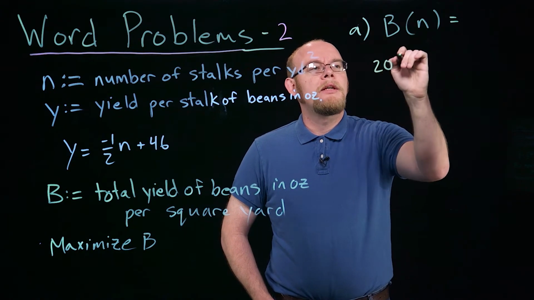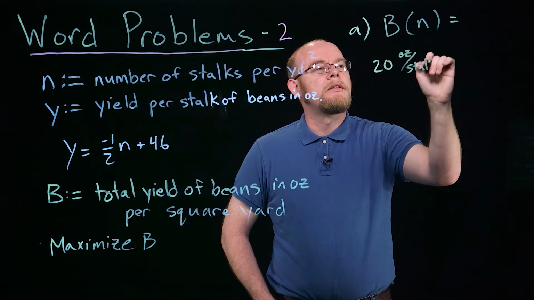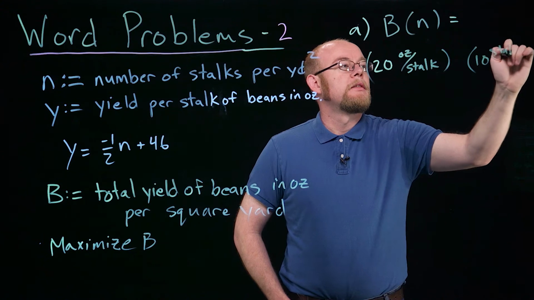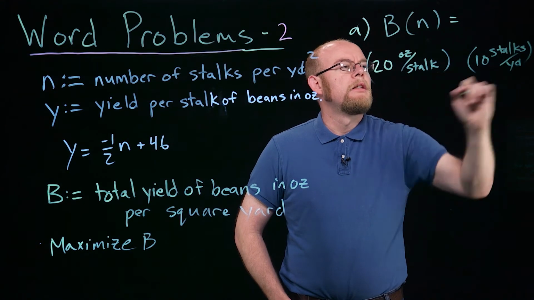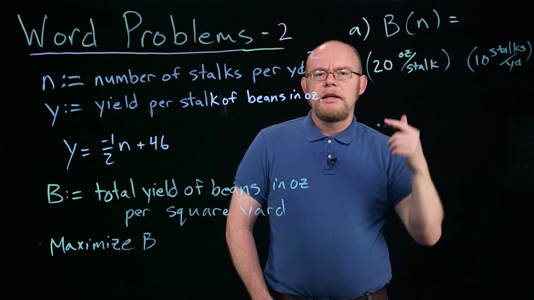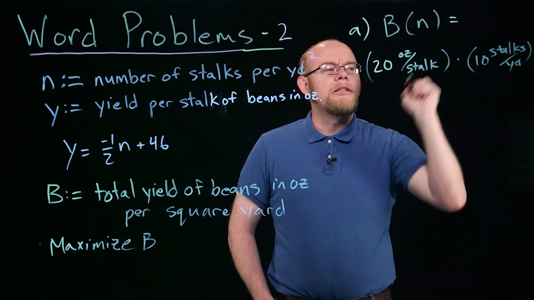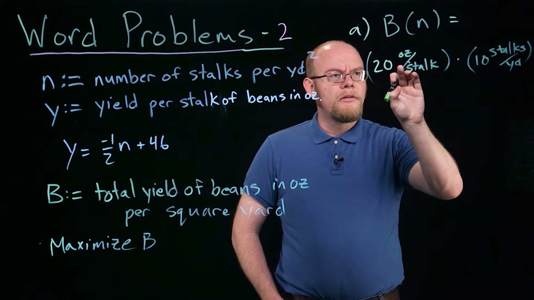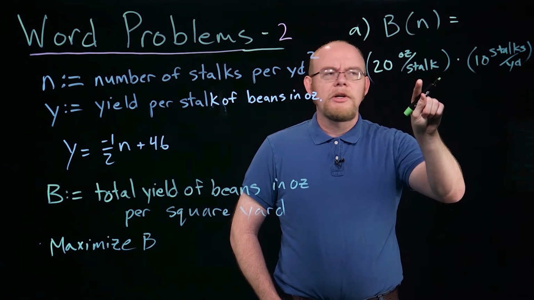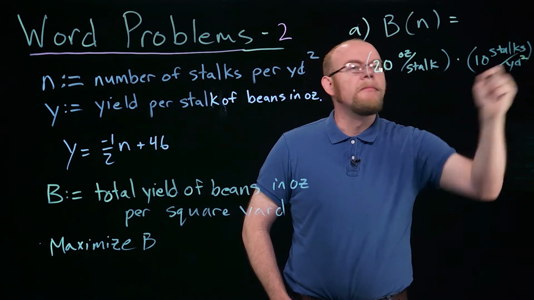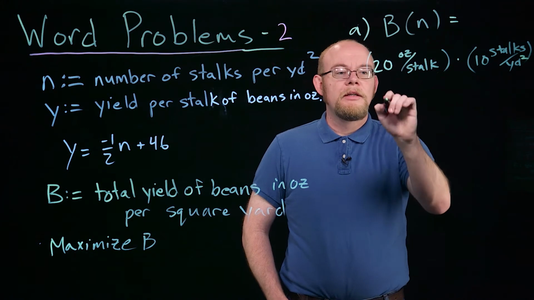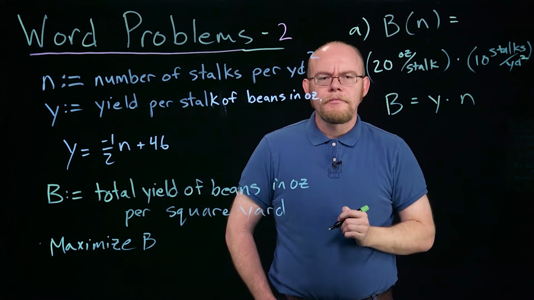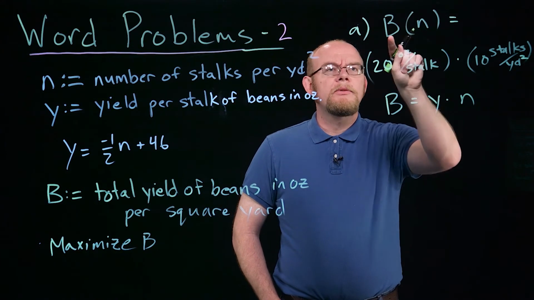So if I got 20 ounces of beans per stalk, and then I had 10 stalks per square yard, if I wanted to figure out the total number of beans, well, I get 20 ounces for each, so then this is just going to be multiplied, okay? So that's the thing that I need to do. I need to take the yield of beans I get per stalk and multiply that by the number of stalks per square yard. And if I look at that, that's basically going to be y times n.